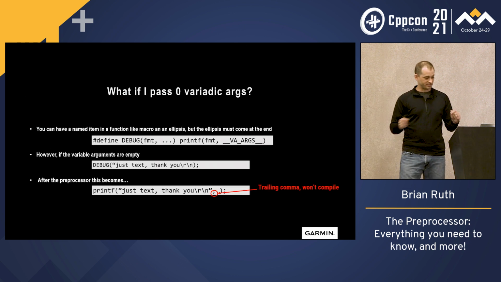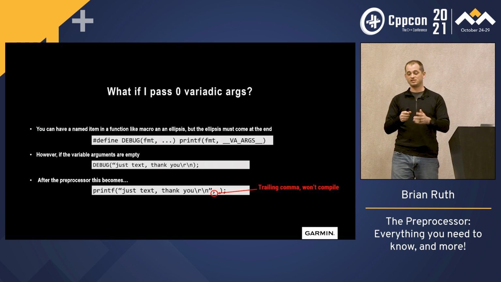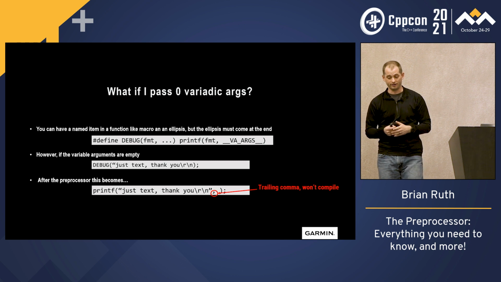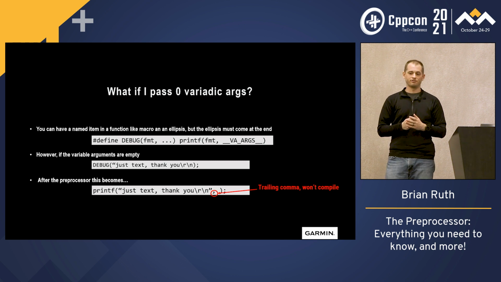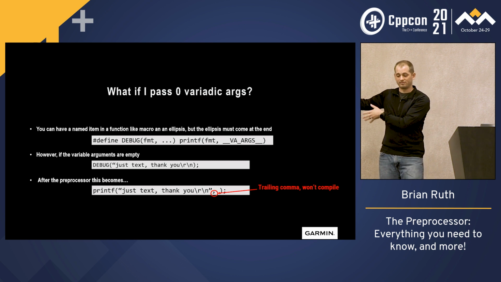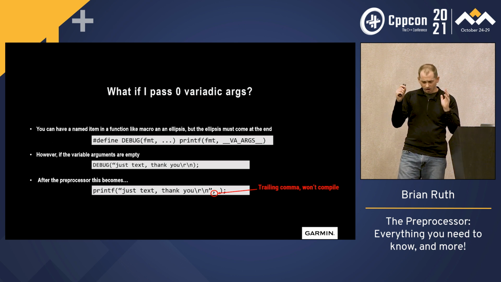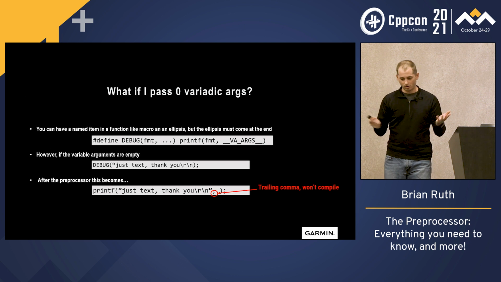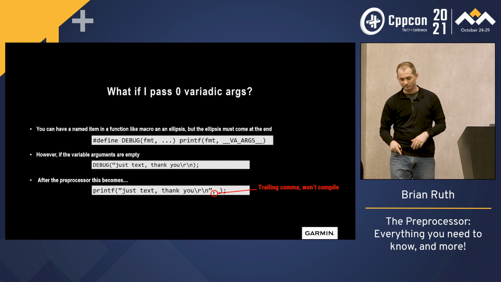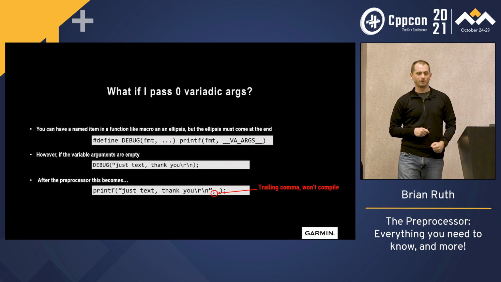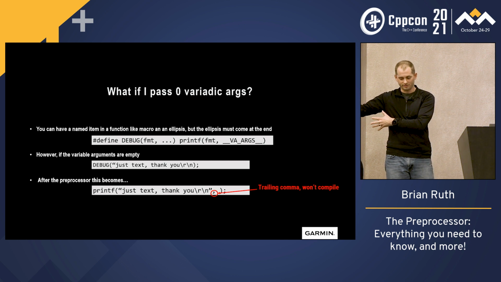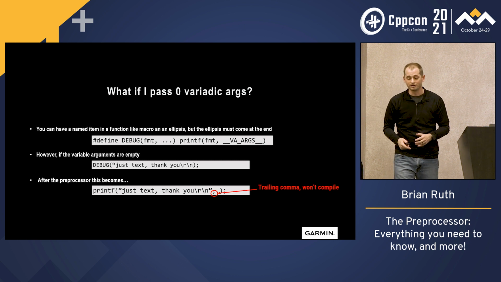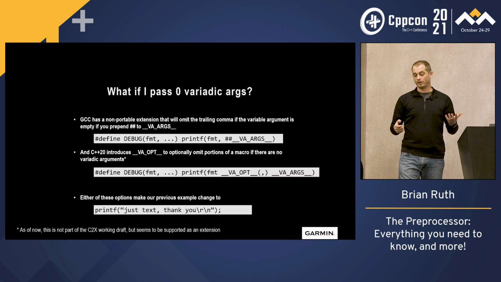So what if you pass 0 variadic arguments? Let's say I have a debug macro with a format string, and the way I have it set there, I have a format, and then I have my __VA_ARGS__. But at some point, I don't have anything, I just want to print out a debug string. Well, what ends up happening after the preprocessor replaces it is it has that trailing comma there because you have no arguments after it, but it still is going to paste in that comma. So there is a way to get past that.